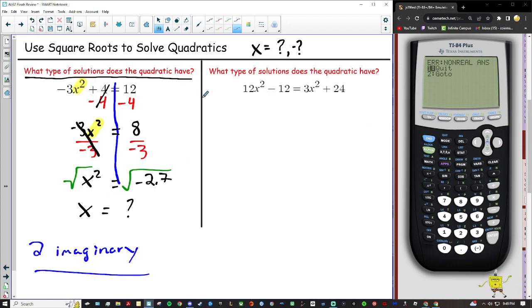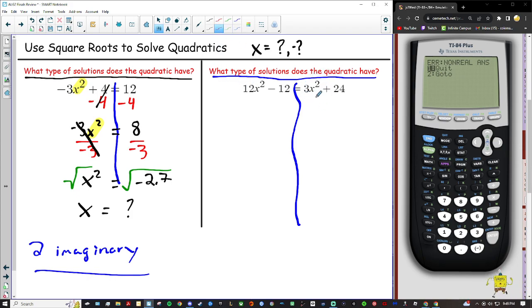Second example. Same thing, we're solving this for x. We need to get x equals a number, and we're going to figure out what type of solutions the quadratic has. So draw your waterfall. Our goal is to get x squared by itself, but we have x squareds on both sides. So our first goal is to get these two x squareds together.